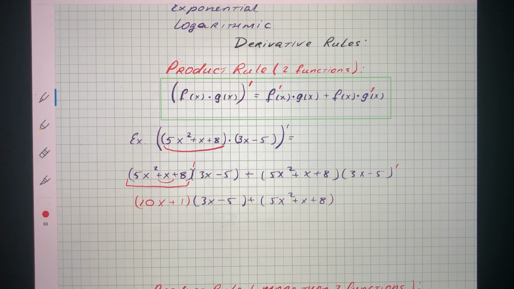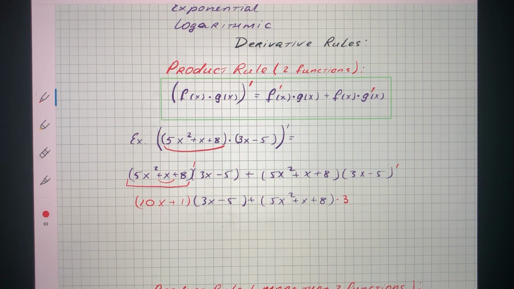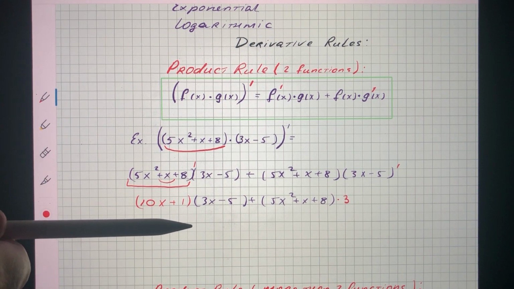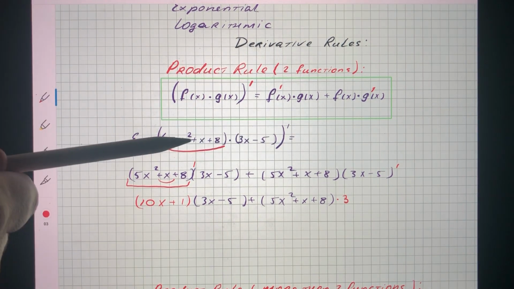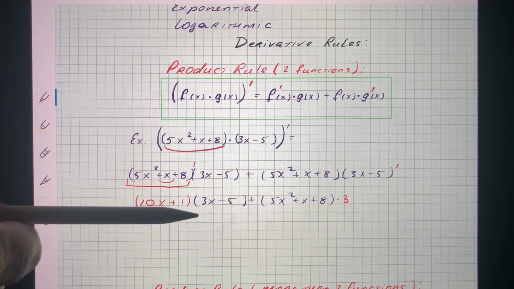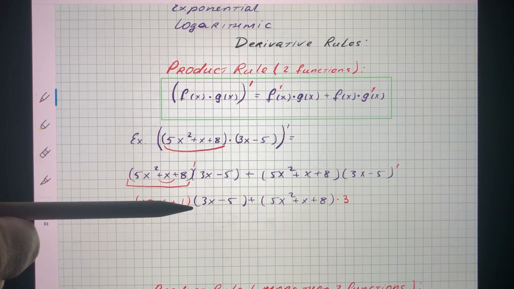So what is the derivative of 3x? The derivative of 3x is just 3. What's the derivative of negative 5? Well, that's 0. And that's all for the derivatives. If we have to simplify this function at this point, we could multiply it out and then simplify. And that would give us the same answer as if we multiplied these in the first place and then took the derivative. But this approach is a lot faster and a lot easier to use.